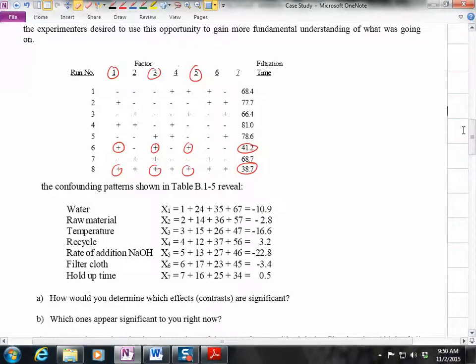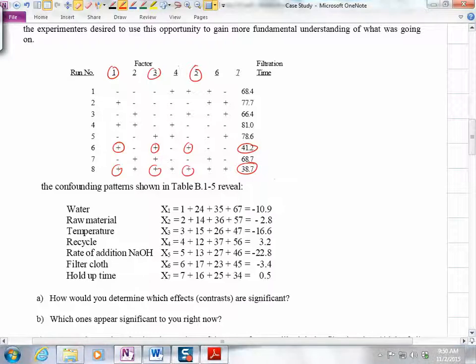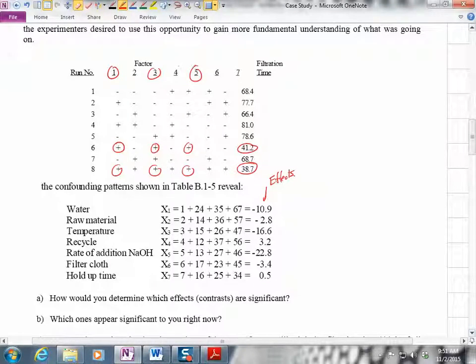So, everyone see, okay, filtration time was down significantly in those 2 runs. But what we're trying to do now, how would you analyze these data? To figure out, we've got certain effects. These aren't effects, right? Those are runs. The effects are right here. So how would you determine which effects are significant?